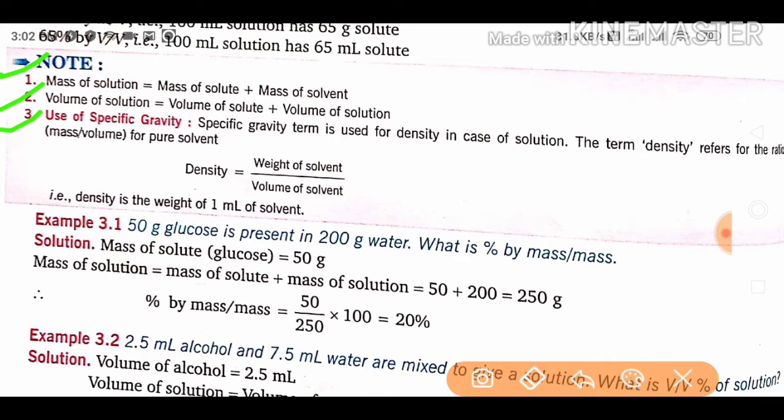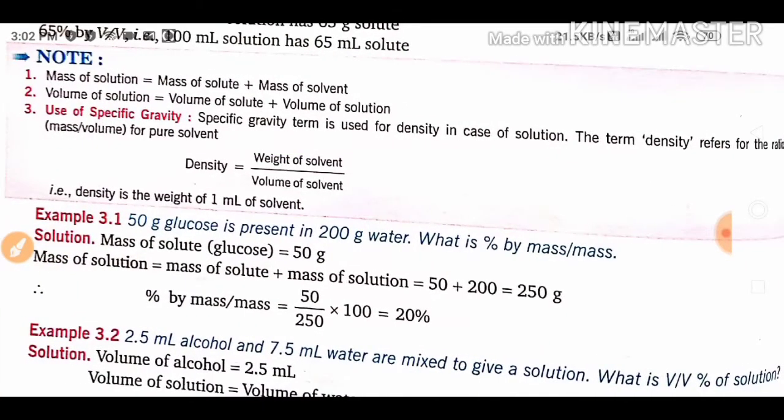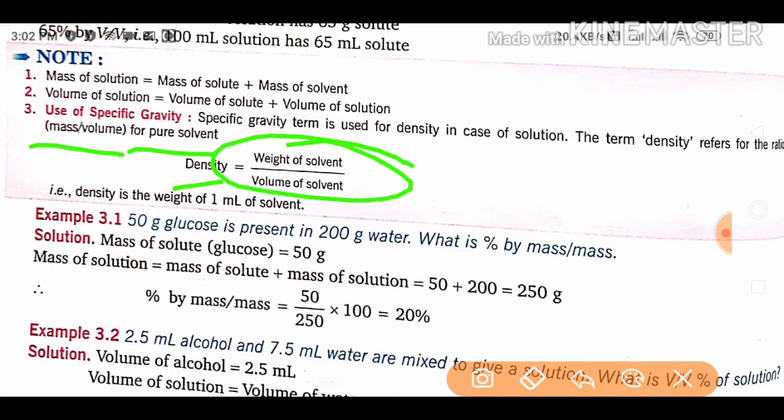Use of specific gravity. The specific gravity term is used for density in case of solution. When we talk about the density of any solution, it means specific gravity. The term density refers to the ratio of mass upon volume for a pure solvent: density is weight of solvent upon volume of solvent.